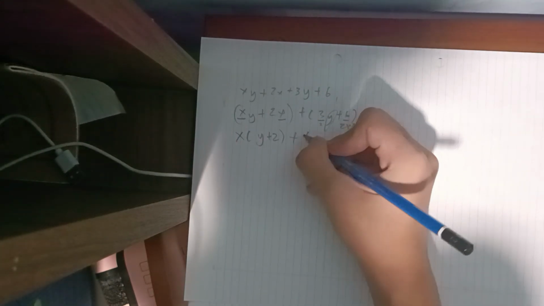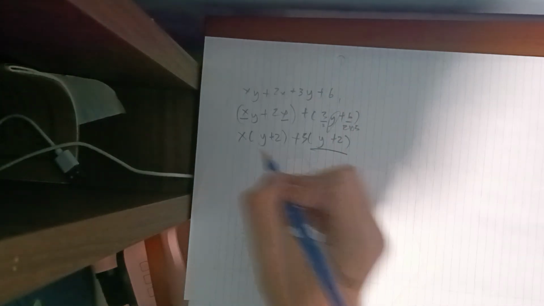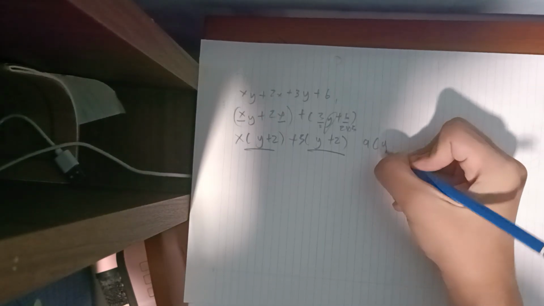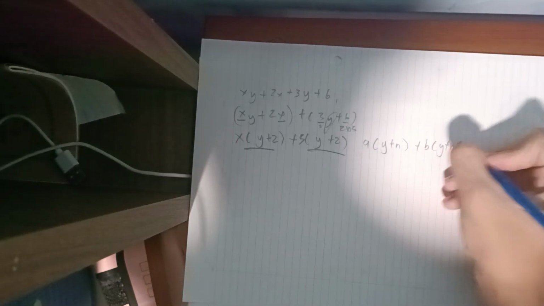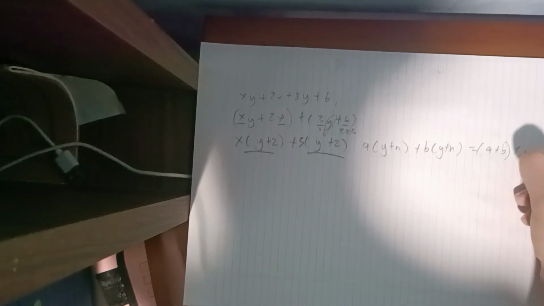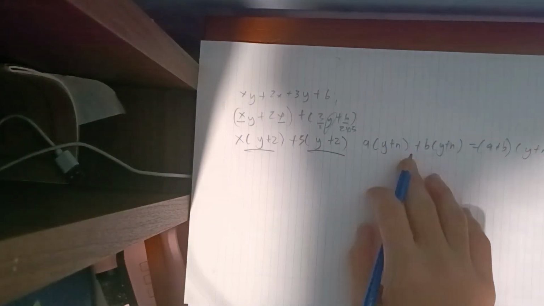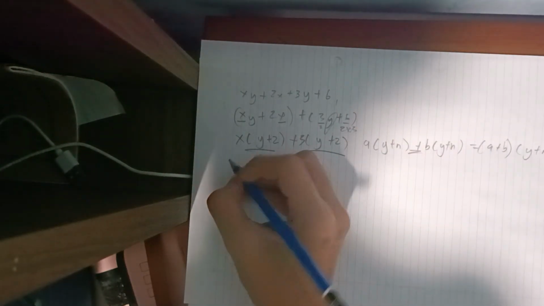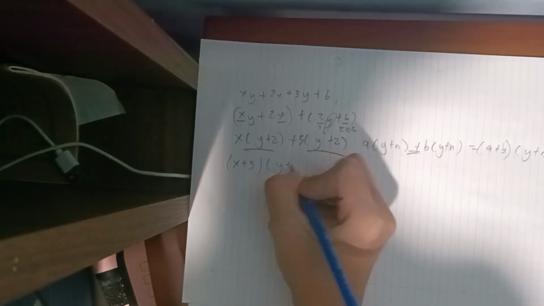So 3(y plus 2). Since these both have the same common factor, we can also rewrite the equation. If you remember, this will always equal, which is also true for any negative sign over here. So if you rewrite the equation, it will equal (x plus 3)(y plus 2).